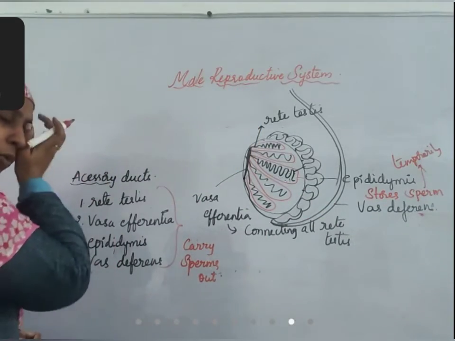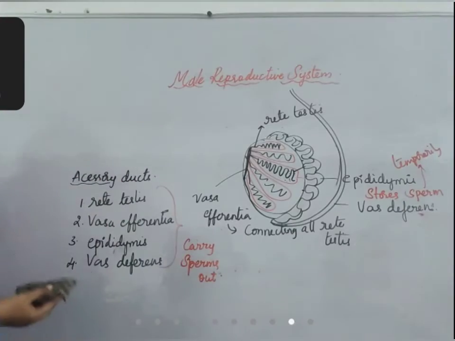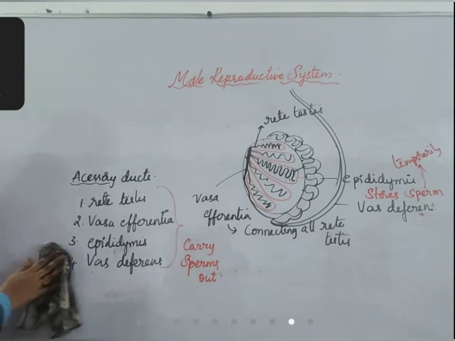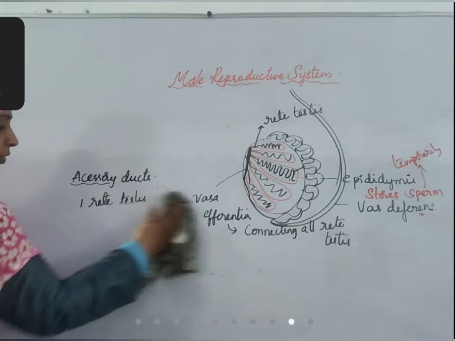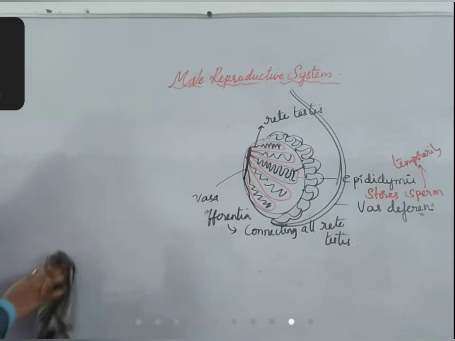Now, after that, we'll observe the next structure, the remaining structures of the male reproductive system. This was the testis and additional ducts. After that we have glands and external genitalia.